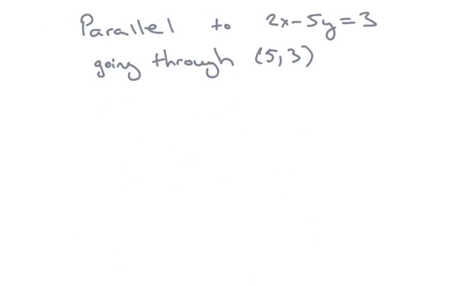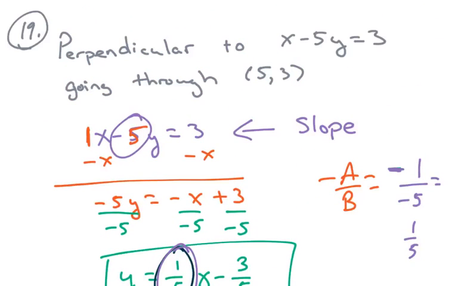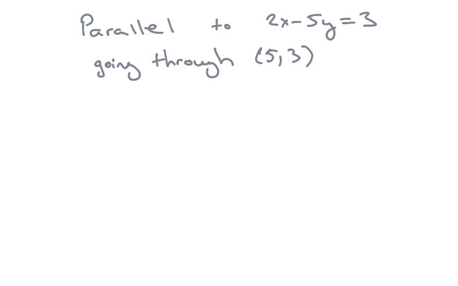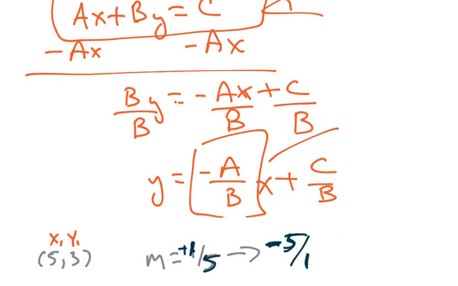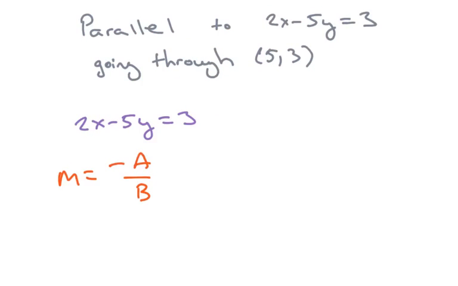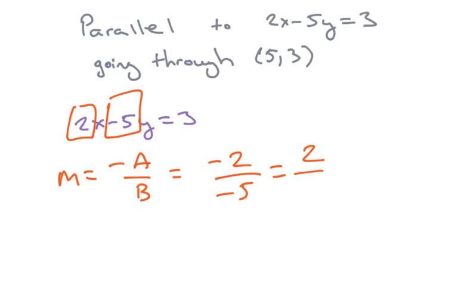Now the next one is parallel. Now let's see here. Are the equations the same? x minus 5y equals 3, 2x minus 5y equals 3. No. Okay, so I'm going to rewrite the equation. This time, I'm going to use the slope formula of negative a over b, okay? And that's from earlier, right? If it's in this format, we can just use negative a over b. Negative a is negative 2, and b is negative 5, so this is 2/5. Parallel lines have equal slopes, so I know my slope is 2/5.